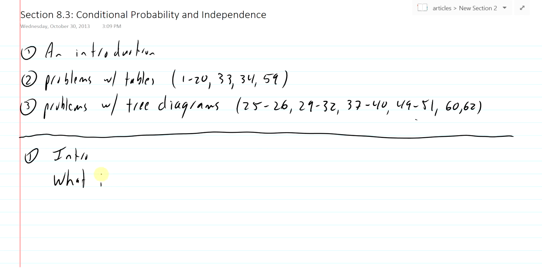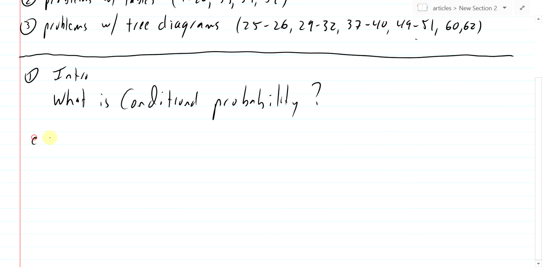What is conditional probability? And we'll start with that, and then we'll get to what is independence. So we'll start with an example that's sort of a Venn diagram. Suppose we have a coffee shop, and 50 people at the coffee shop are surveyed.